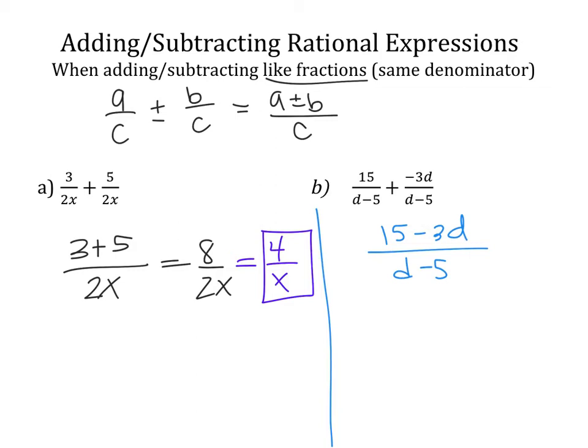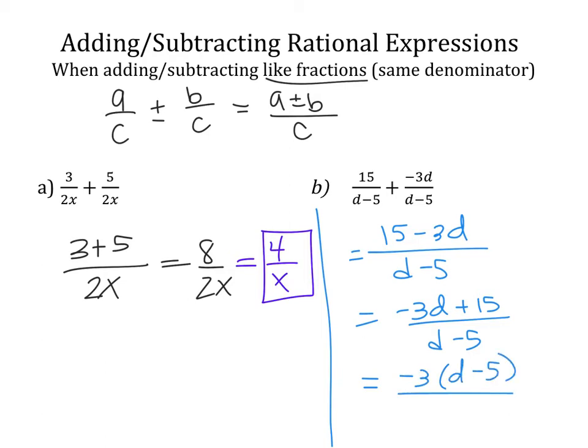It's kind of weird. I'm going to flip it just because I usually like having the variable in the front, right? So we have negative 3d plus 15 over d minus 5. Here I can already see I can factor out negative 3 from this. I'm left with negative 3 times d minus 5 over d minus 5. And again, this worked out really nicely where I can cancel this and this to simplify to negative 3.